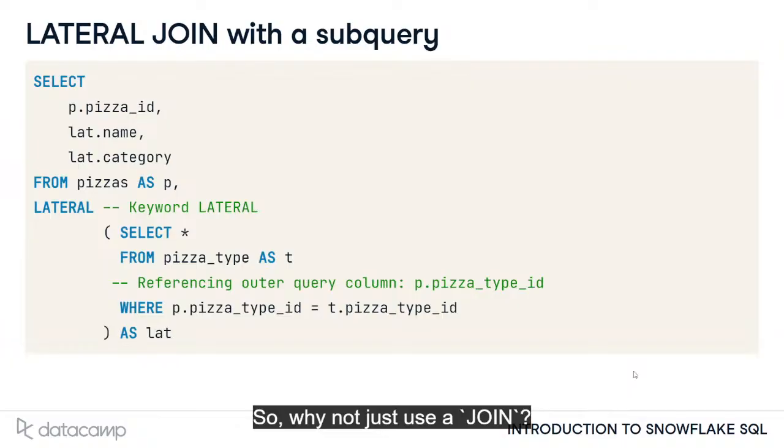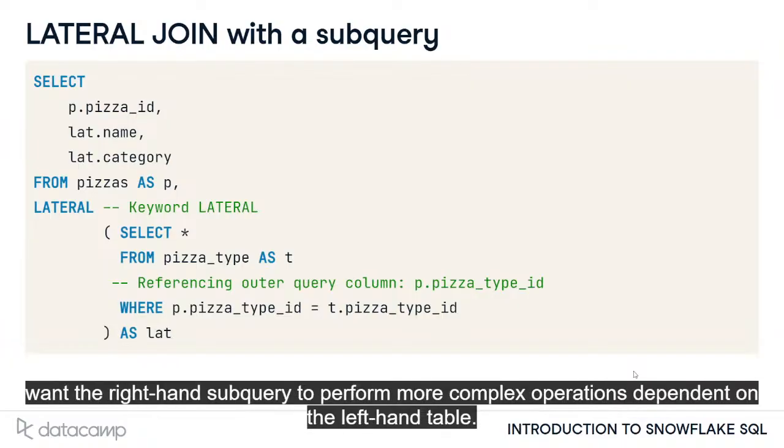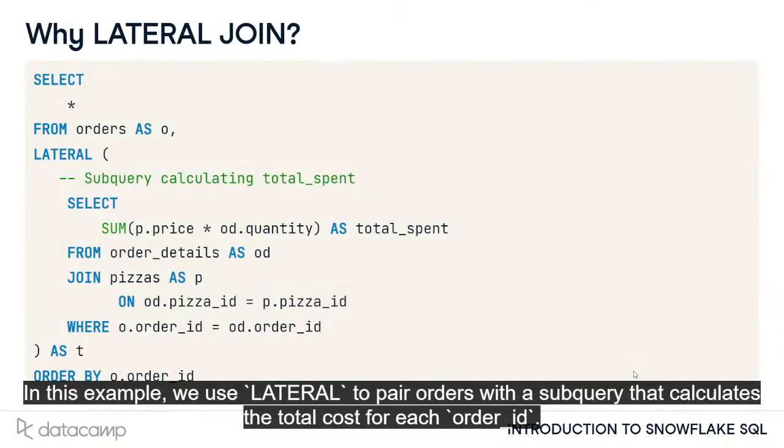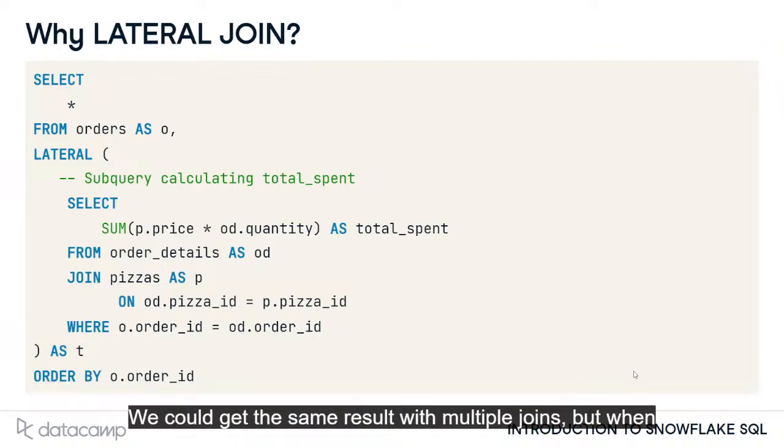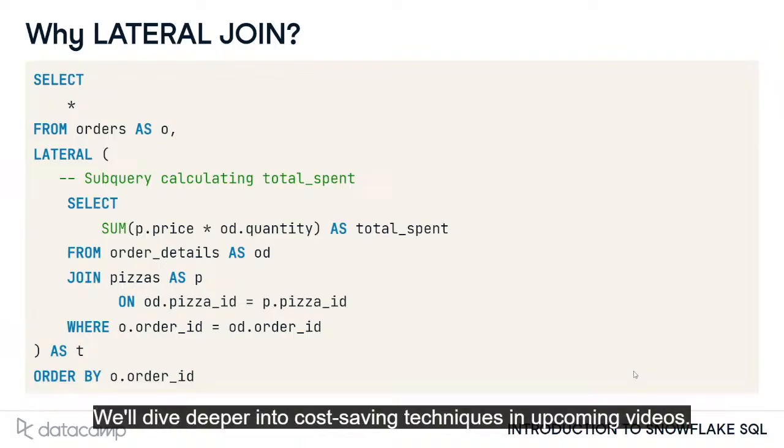So, why not just use a join? While a join could do something similar, lateral is more flexible in scenarios where we want the right-hand subquery to perform more complex operations dependent on the left-hand table. In this example, we use lateral to pair orders with a subquery that calculates the total cost for each order ID. We could get the same result with multiple joins, but when working with large datasets, using multiple joins can significantly slow down the query, thereby increasing computational costs. We'll dive deeper into cost-saving techniques in upcoming videos.